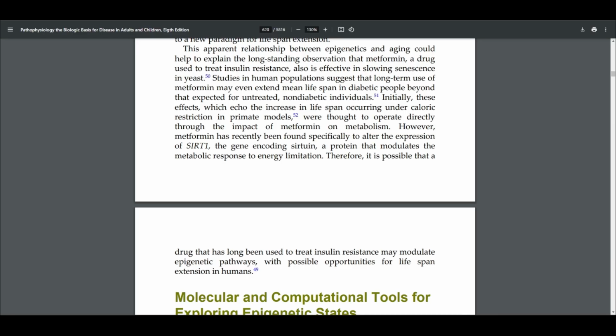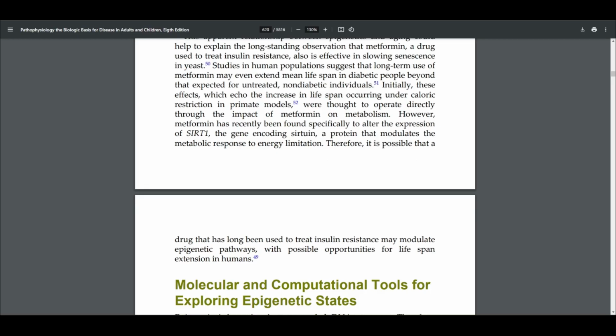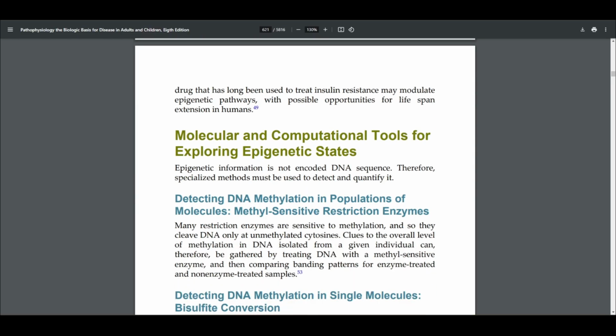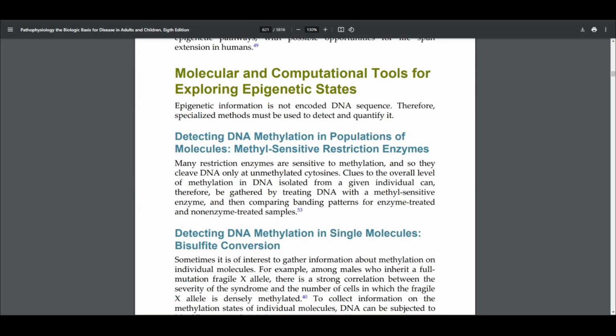However, metformin has recently been found specifically to alter the expression of SIRT1, the gene encoding sirtuin, a protein that modulates the metabolic response to energy limitation. Therefore, it is possible that the drug that has been used to treat insulin resistance may modulate epigenetic pathways, with possible opportunities for lifespan extension in humans. So, molecular and computational tools for exploring epigenetic states.